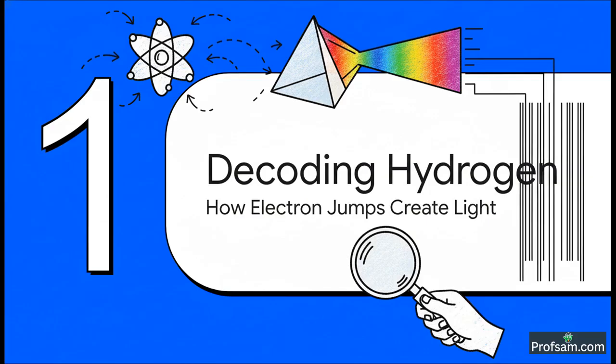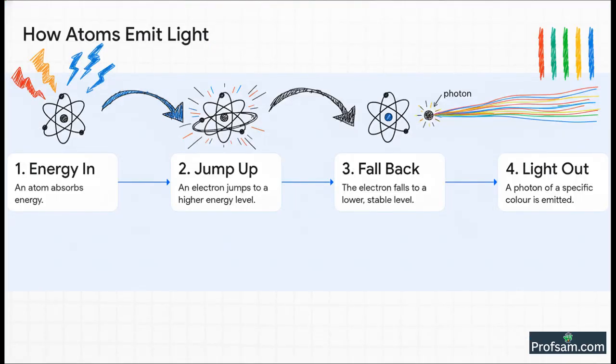Okay, so we've established that every element has its own light fingerprint. But how is this fingerprint actually made? What is going on inside the atom that produces these very specific lines of color? To figure that out, we are going to look at the simplest atom of all, our good friend, hydrogen. It's the perfect example to decode this whole process. You know, the whole thing is actually a very simple four-step process. First, energy in. The atom gets a kick of energy, maybe from being heated up or from electricity. Step 2, jump up. This extra energy makes an electron jump up to a higher energy level, which is not very stable. It can't stay there for long.